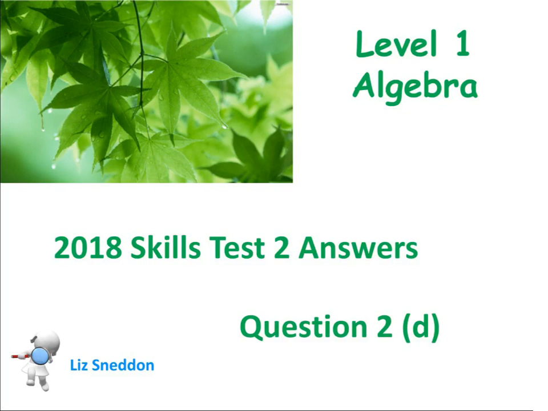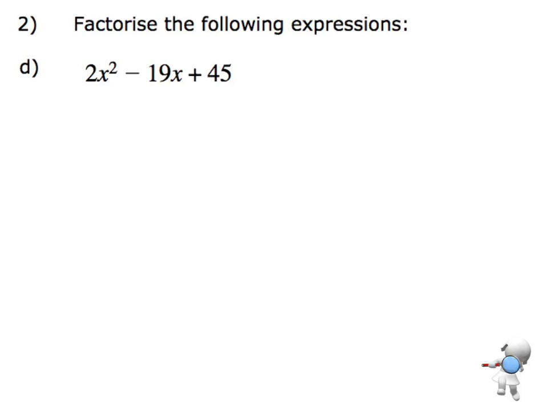Here's the answer to question 2D. So we want to factorise this. Now, one thing I notice is that the x squared has a coefficient which is not 1. So that means I need to take that rule that I've used before and extend this.